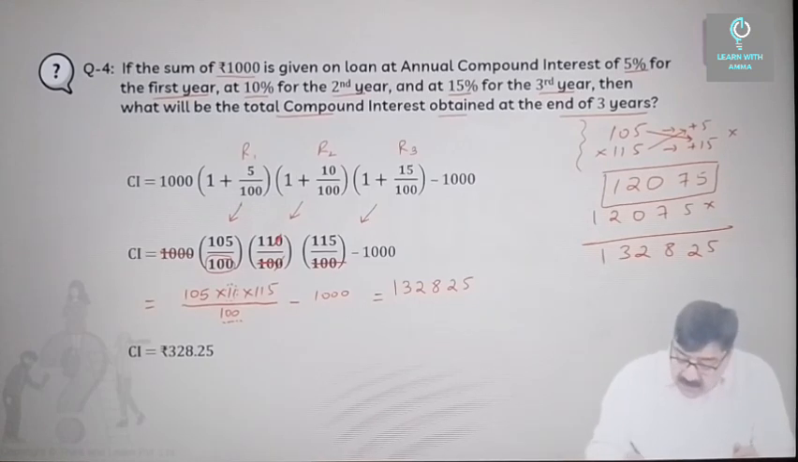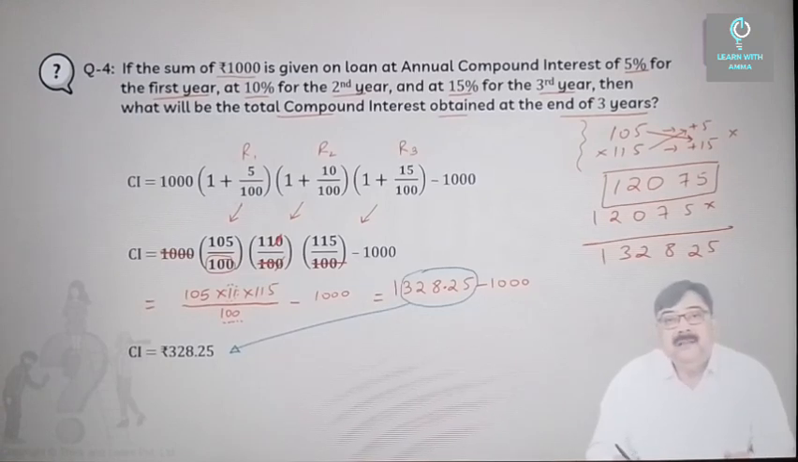Now, because this is divisible by 100, so 1328.25 minus 1000. So what you're left with here is this portion, that is 328.25. That is the compound interest obtained.